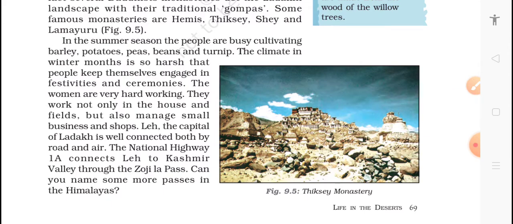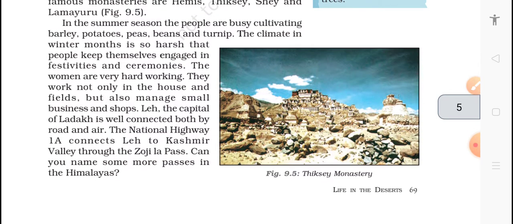In the summer season, the people are busy cultivating barley, potato, peas, beans, and turnip. The climate in winter months is so harsh that people keep themselves engaged in festivals and ceremonies. The women are very hardworking. They work not only in the house and field but also manage to have small businesses and shops.